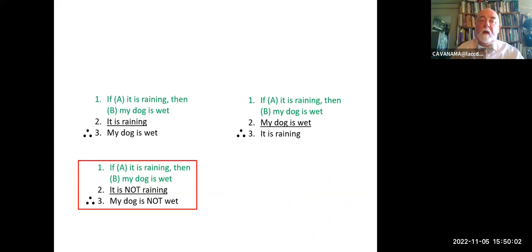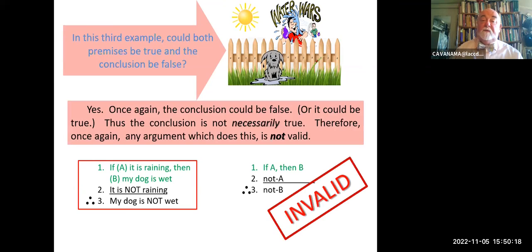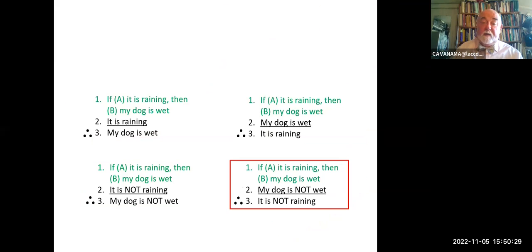All right, let's go on to the third example. Suppose I say if it's raining, my dog is wet, and that's true, but it's true that it's not raining. Is it true that my dog is not wet? Can it be false that my dog is not wet? Could both premises be true and the conclusion be false? Yes, once again, even if it's not raining, my dog could still be wet. My dog is not wet could be false. So this one also is an invalid argument.